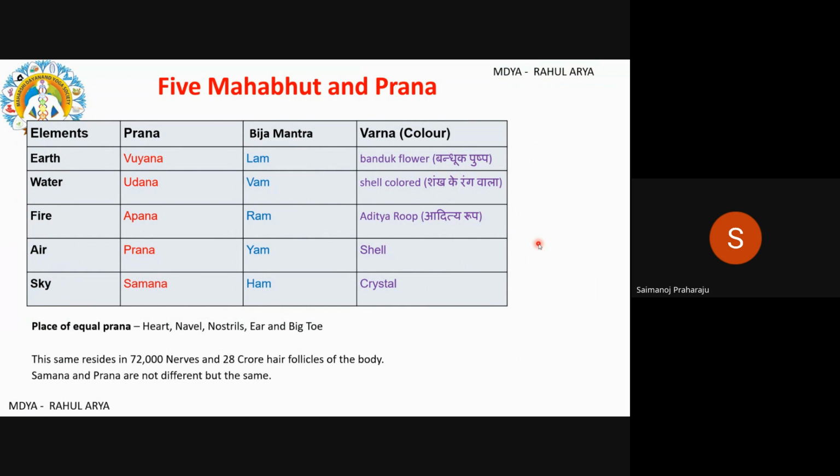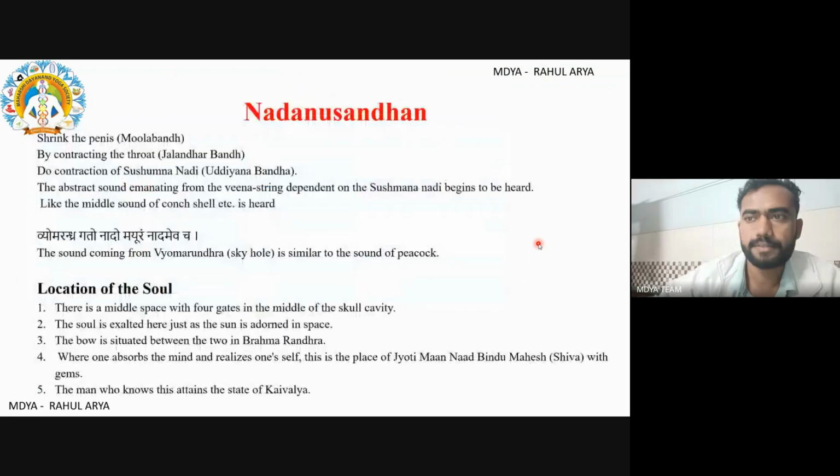Next is the sky, which is related with samana, Bija mantra Ham, and crystal color. It also describes the place of equal prana, that is heart, navel, nostrils, ears, and big toe. And there are 72,000 nerves residing in 28 crore hair follicles of the body. Samana and prana are not different but the same here. Okay, nice. Next is the Nadanusandhana.